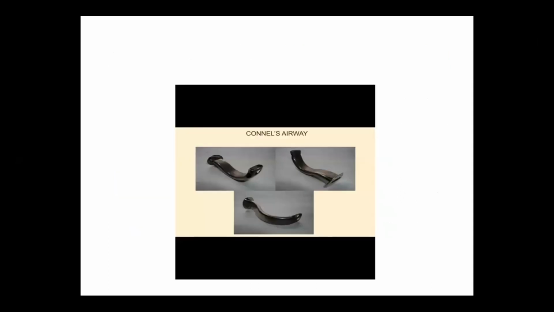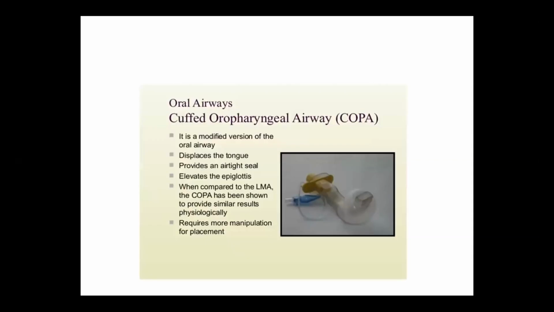The same metallic airway, another is called the Connell's airway. The difference between Waters and Connell's airway is only that the oxygen port is not there. Now the other is the COPA, a very commonly seen airway, so you should be well aware of that. It's a modified version of the oral airway with a cuff. When the cuff is inflated, it provides an airtight seal. It is more like an LMA, but it requires more manipulation for placement.